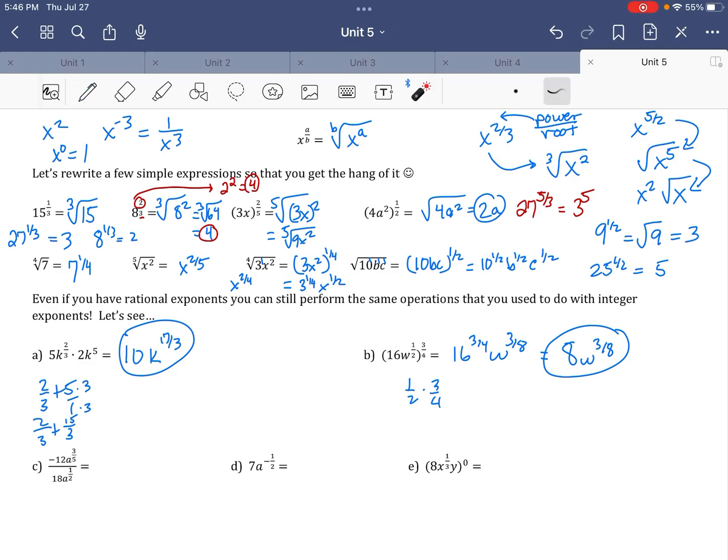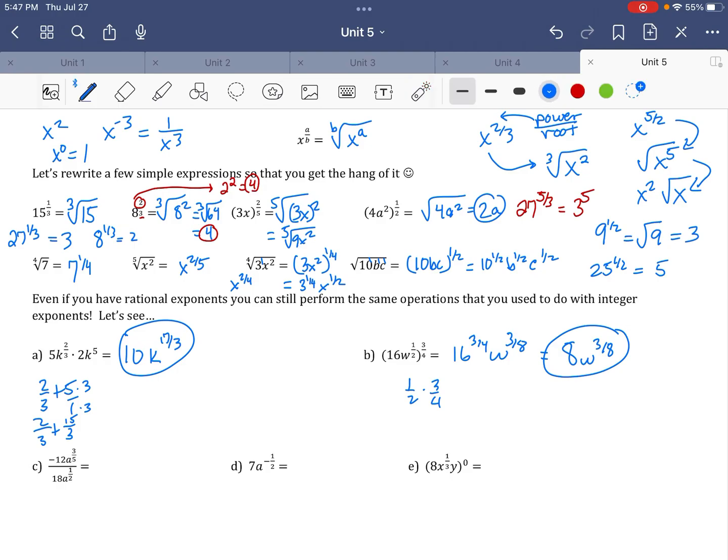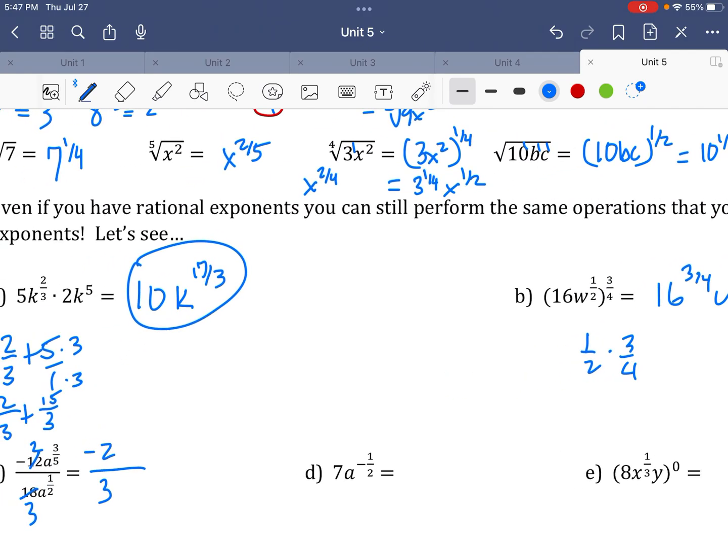Okay, letter C, division. Division is subtraction, right? Back when you would have a problem like 12x to the 10th over 16x to the 2nd, the 12 and 16 both divide by 4. So that turns into 3, this turns into 4. And then x to the 10th and x squared, I'm going to subtract those and get x to the 8th. So my answer would be 3 over 4 with an x to the 8th up here. So the same idea. The 12 and the 18 reduced by 6s makes a 2 and a 3. So I'm still having a fraction.